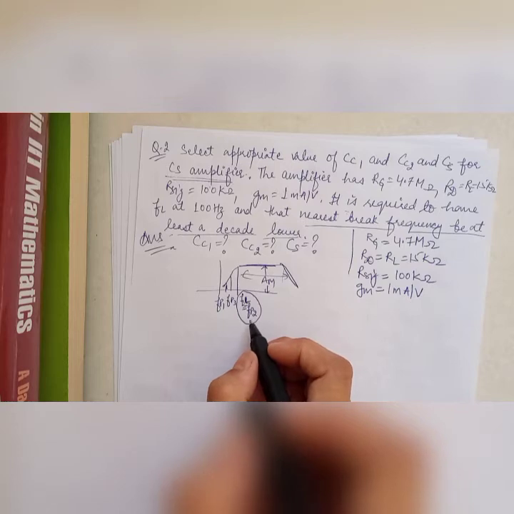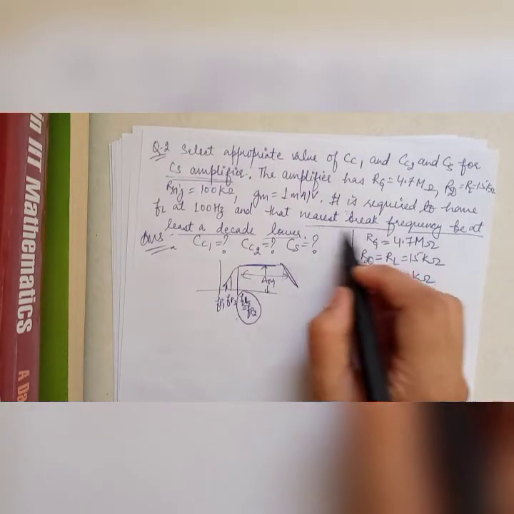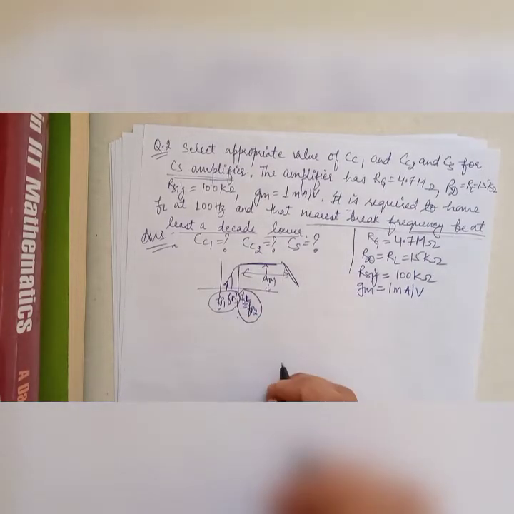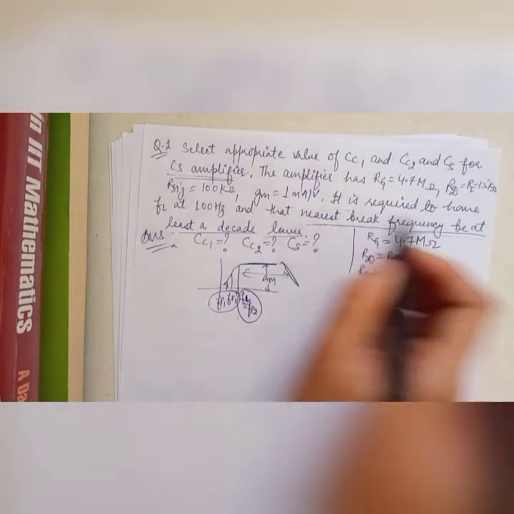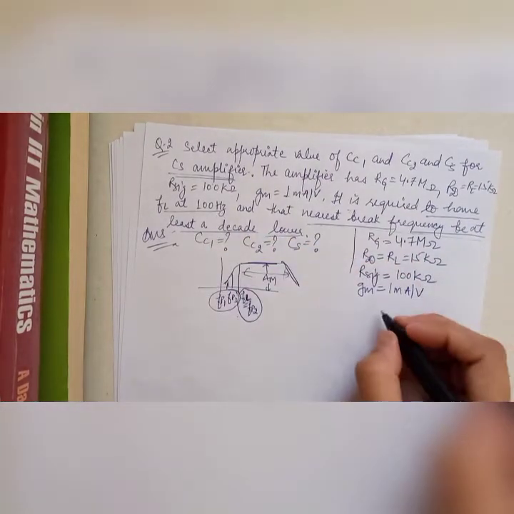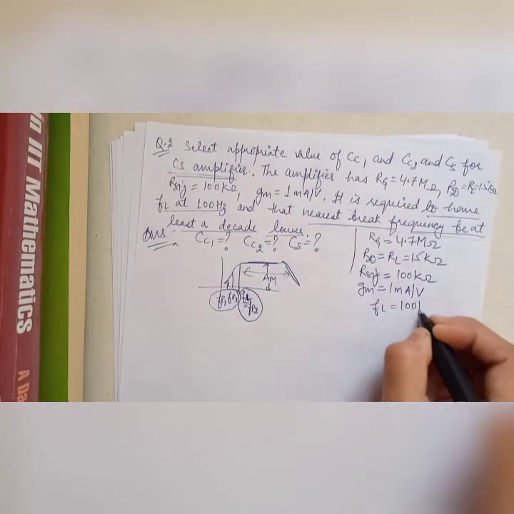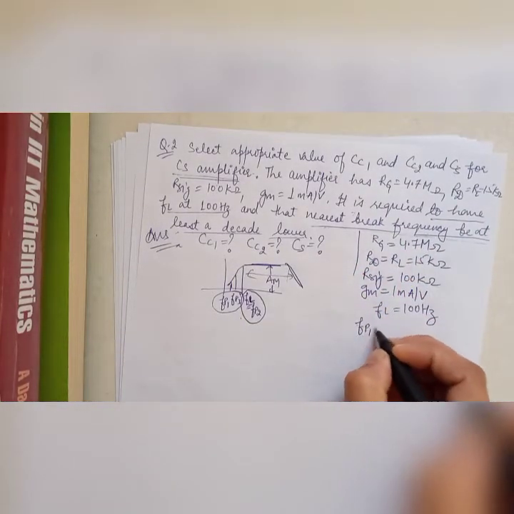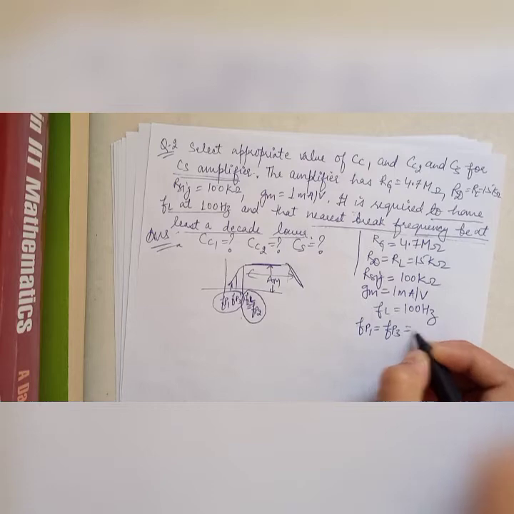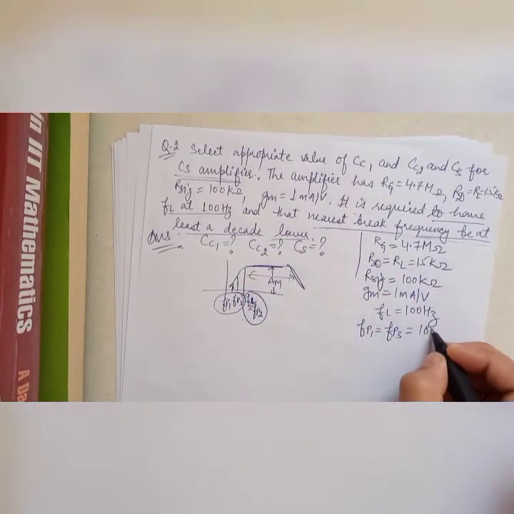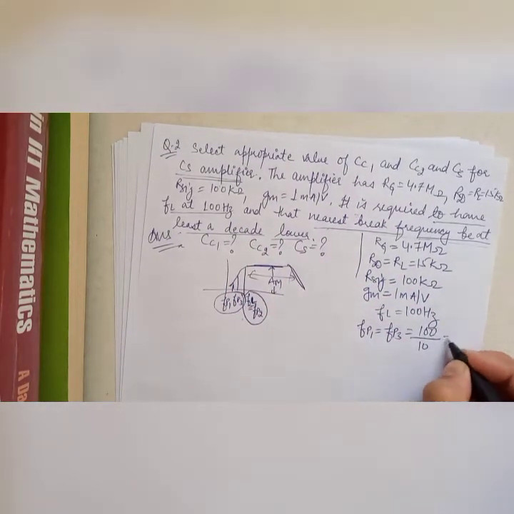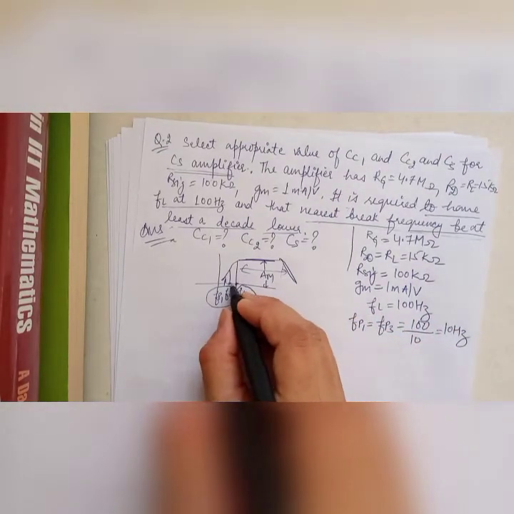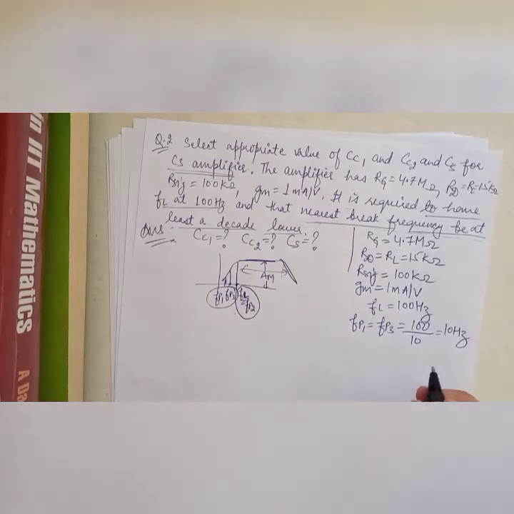Now you are given here that the nearest break frequency be at least a decade lower, means FP1 and FP3 are a decade lower, and FL is given to you as 100. So FL is 100 Hertz, and indirectly they gave you the value of the nearest break frequencies, FP1 and FP3, at least a decade lower. Decade lower means 100 divided by 10, that is 10 Hertz.